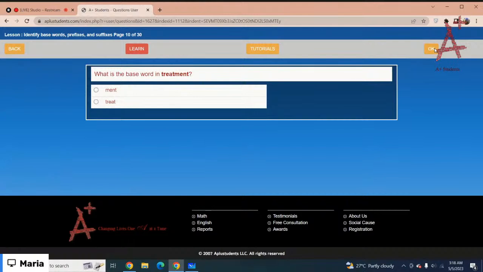What is the base word in treatment? Treat is the base word. Meant is the suffix. Treat is the base word and meant is the suffix.